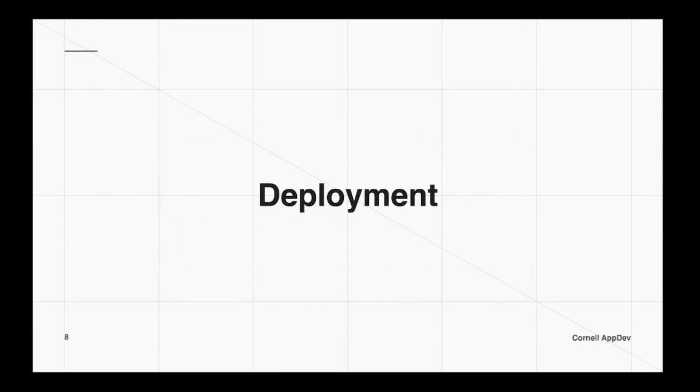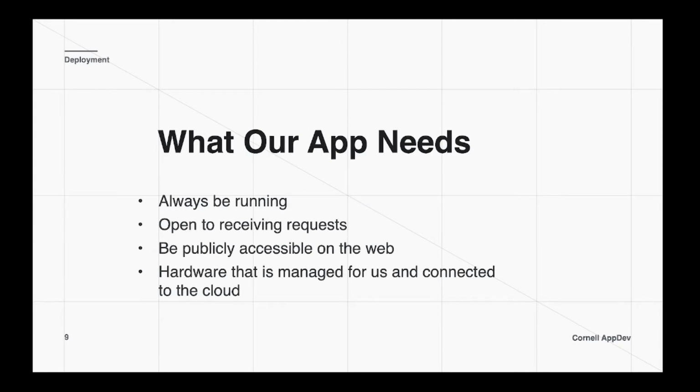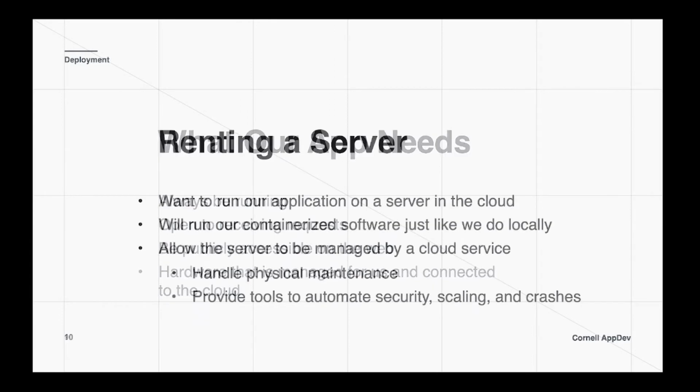And let's talk about deployment now. So our app always needs to be running, and it always needs to be receiving requests. And we're able to do that by just leaving our computer on with our app.py running. But the issue is that we can't connect to it. That's what we need now. We need to be able to publicly access it from anywhere on the web. And we also need some hardware that needs to be managed for us and connected to the cloud, which will let us use our Docker images. The reason we need it to be managed for us is that we can't just leave our computer running 24/7. It might go to sleep, maybe there's an issue, and so that's why we need to use a cloud service.